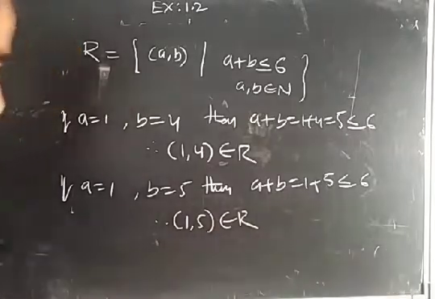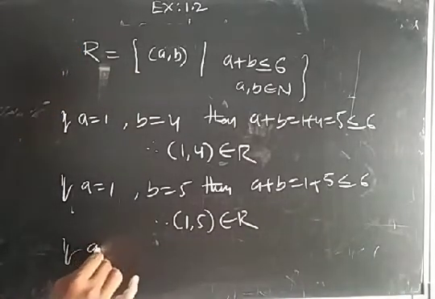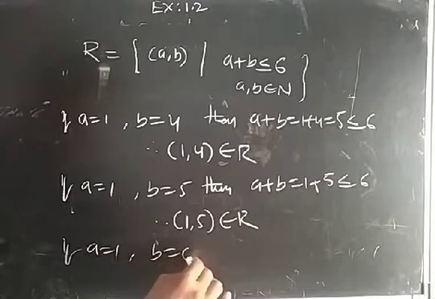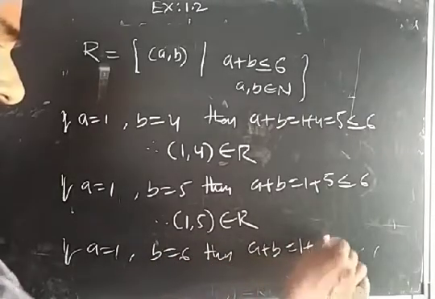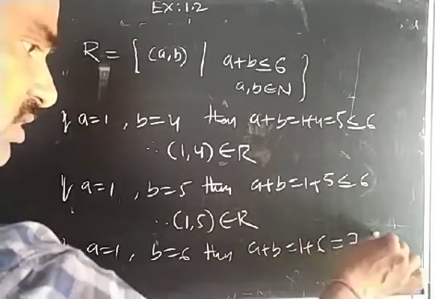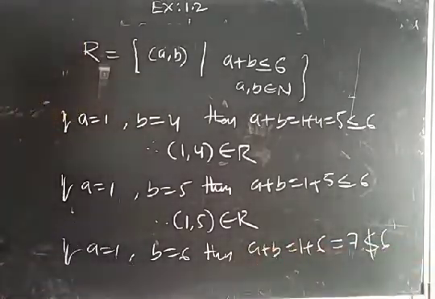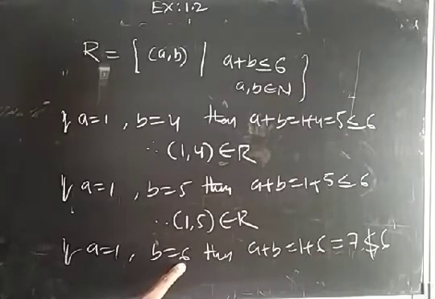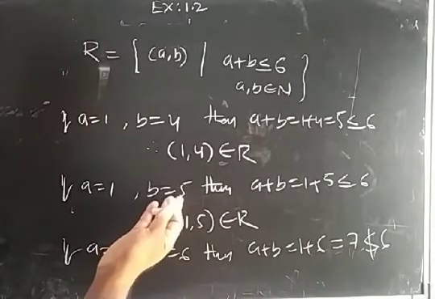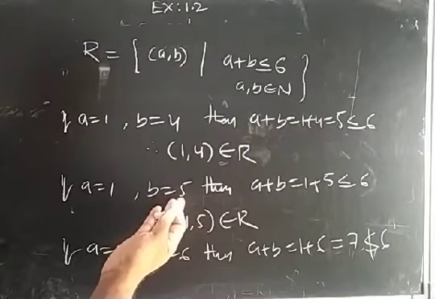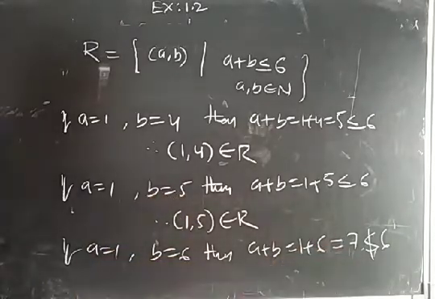Right? Now if I take A equal to 1, B equal to 6, then I will check the condition. A plus B, 1 plus 6, is 7, which is not less than or equal to 6. So when you are taking B as 6, 7, 8, it will not satisfy. So in place of B we can take up to 5 only. If you take more than 5, the condition will not be satisfied.